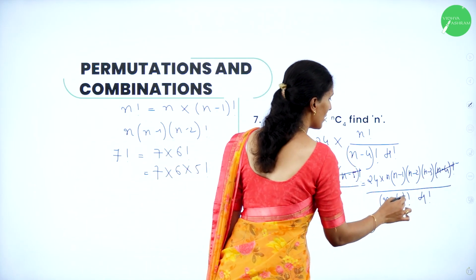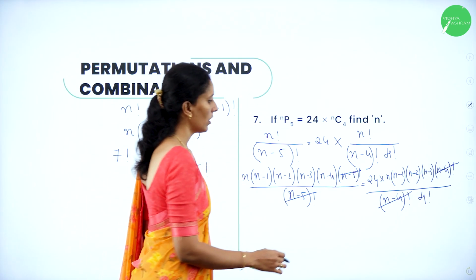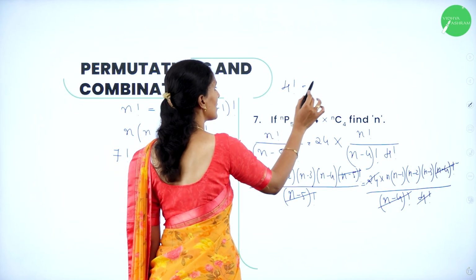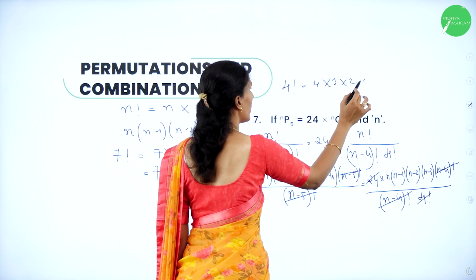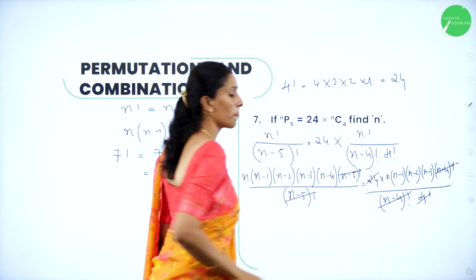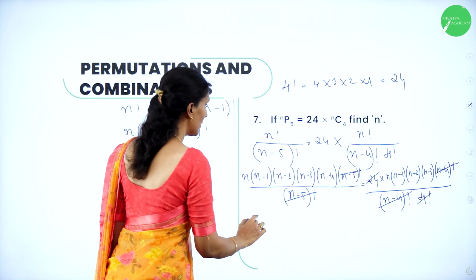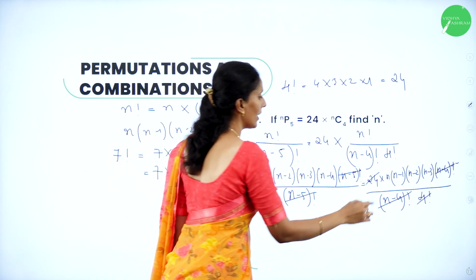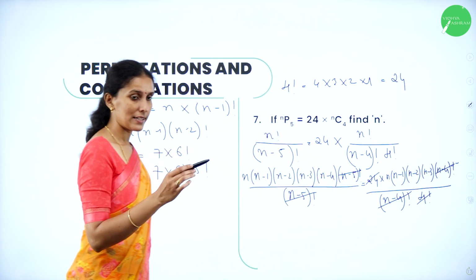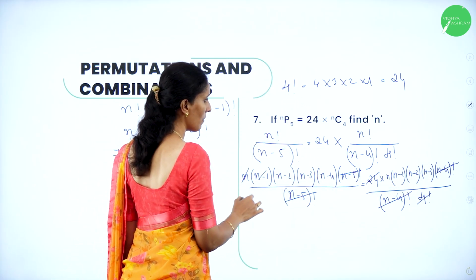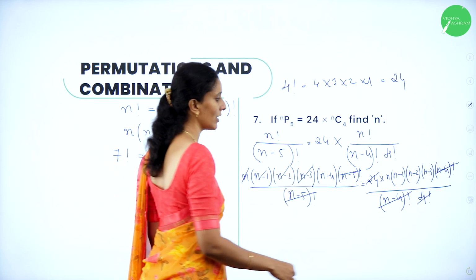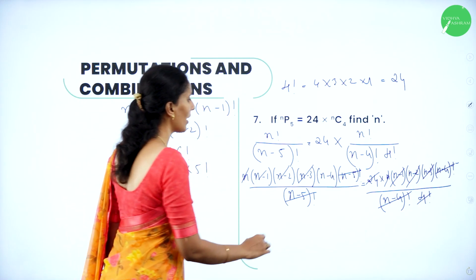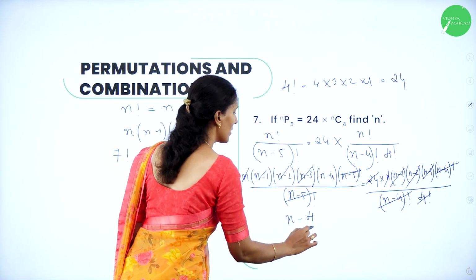Here I can cancel n minus 4 factorial with n minus 4 factorial. 24 I cancel with 4 factorial. Why? Because 4 factorial is 4 into 3 into 2 into 1, which is 24 only. So what do I have left? I have left n minus 1, n minus 2, n minus 3, n minus 4. The same thing I can cancel: n minus 1, n minus 2, n minus 3 get cancelled. So what do I have left? I have left n minus 4.